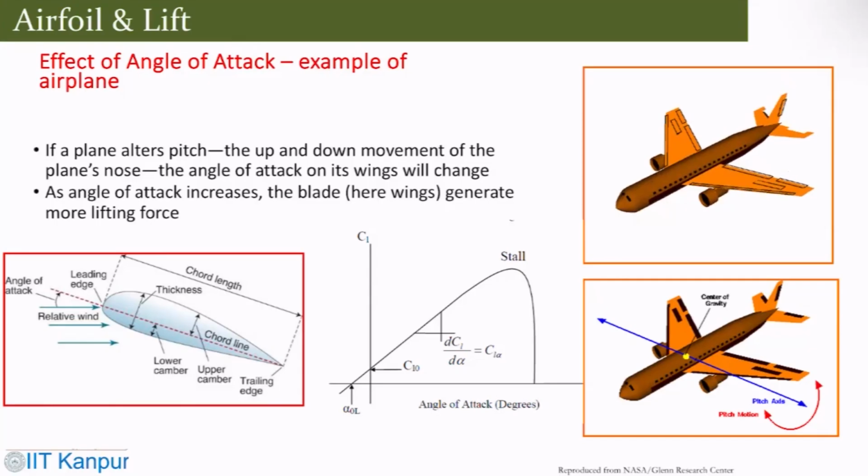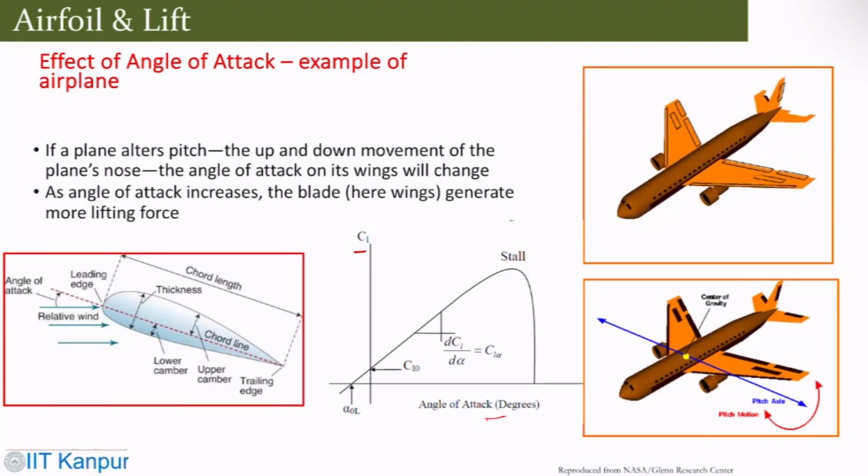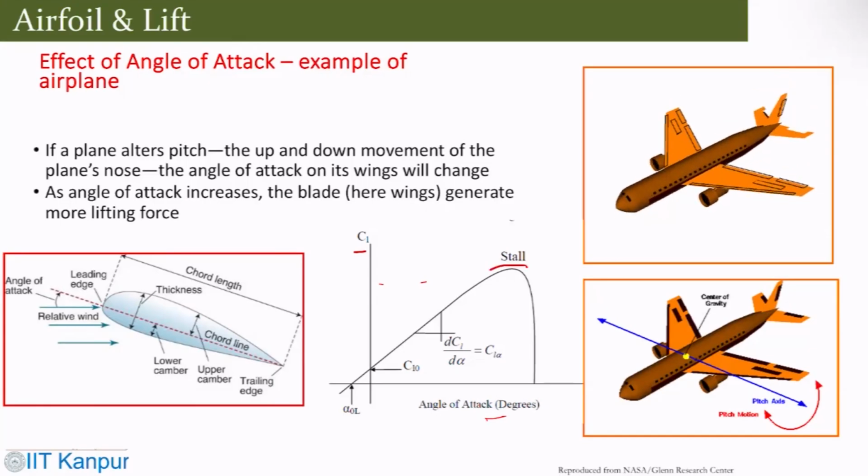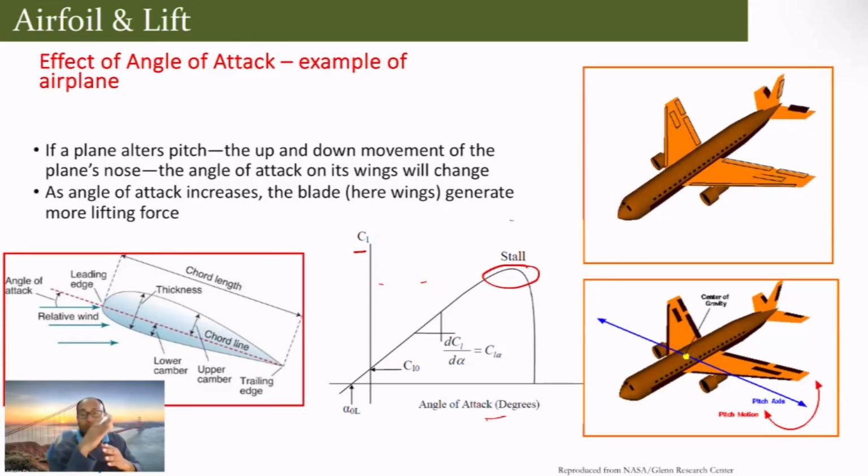So there is a typical CL versus angle of attack curve for a general airfoil. With increasing angle of attack, you can see the CL increasing up to a certain angle of attack. This is the point where, if your angle of attack is too much, then the flow tends to separate.